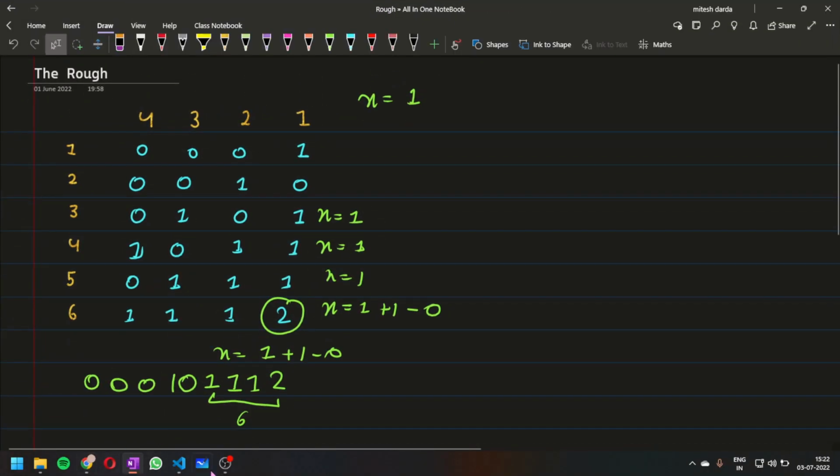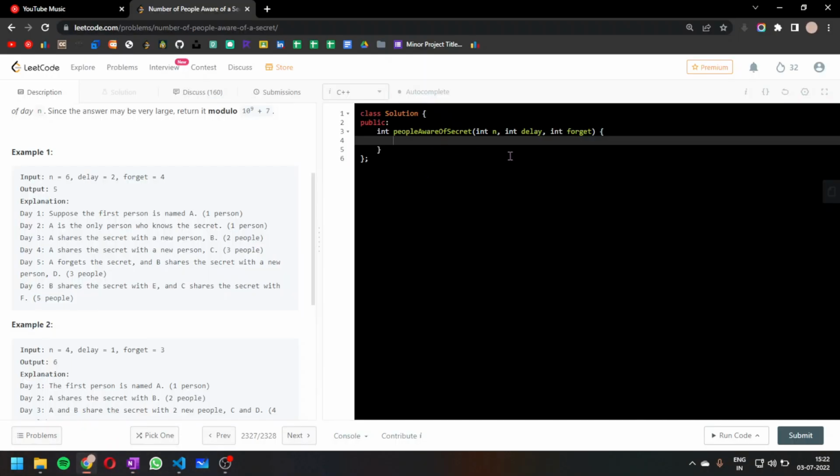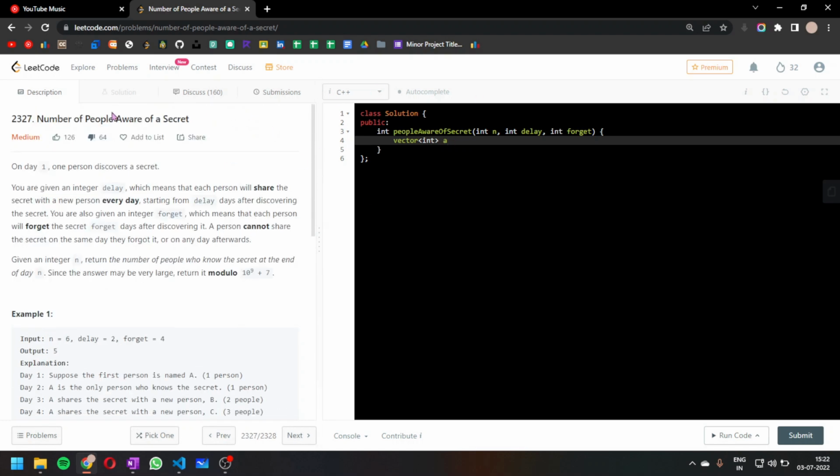So how can we code this? It is quite simple. If we look here, first we are going to make a vector, a vector of int, and we can name it anything. This is kind of like a DP equation. We are doing things like DP, but we cannot say whether it is DP or not, and it can be simulation as well. So A, and let's give it a size of forget, and initially all of the values are 0.